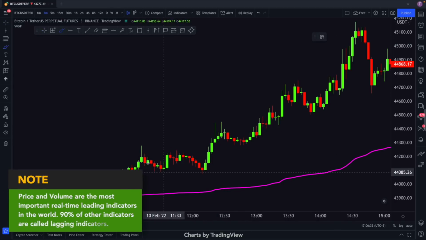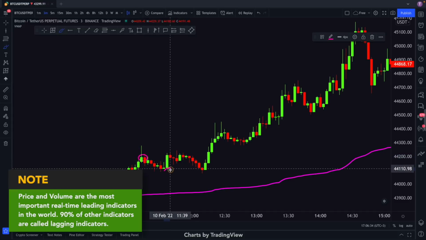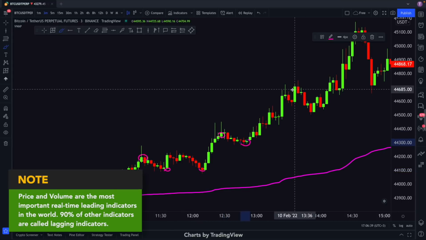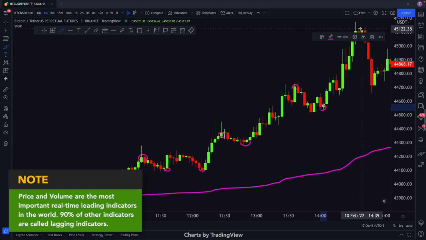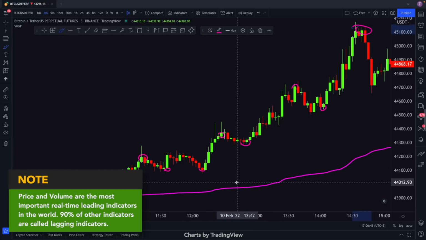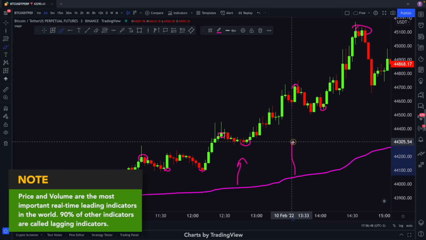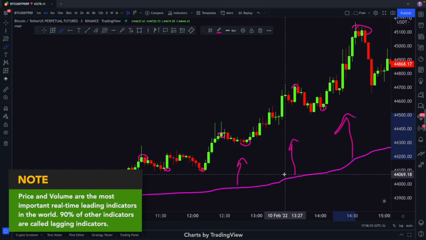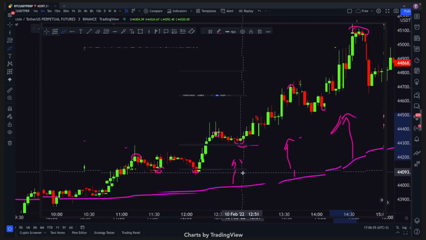And you should know, price and volume are the most important real-time leading indicators in the world, because price and volume show the real-time will of humanity and all the people and all the market makers, hedge funds. 90% of other indicators are called lagging indicators.